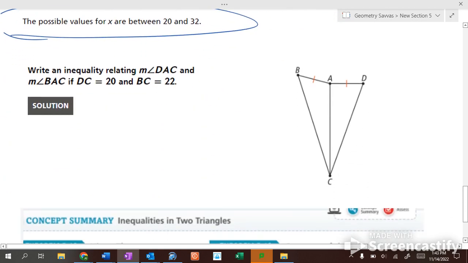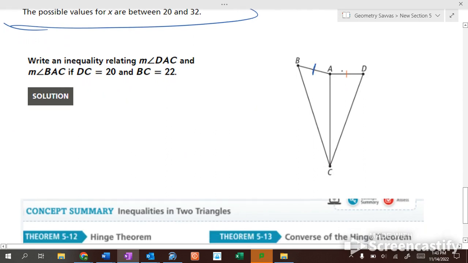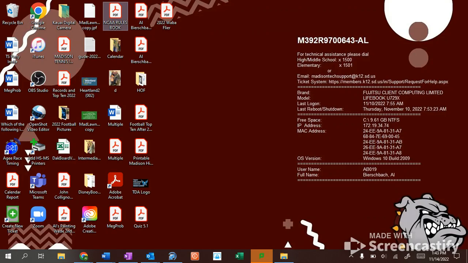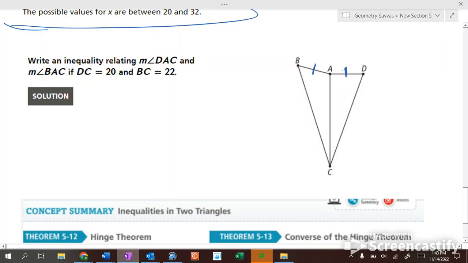All right. So for this one, we know that this side's congruent to this side. Any other sides between the two triangles that we know? What about AC? Isn't AC congruent to itself? So those two sides are congruent. If BC is 22 and DC is 20, what angle is bigger? BAC or BAD? Or CAD?